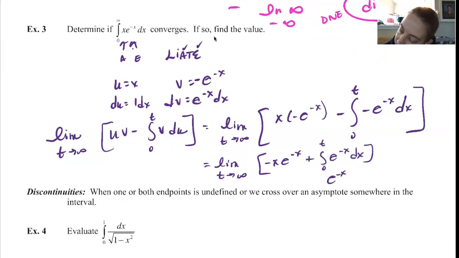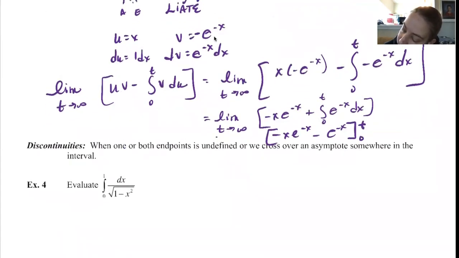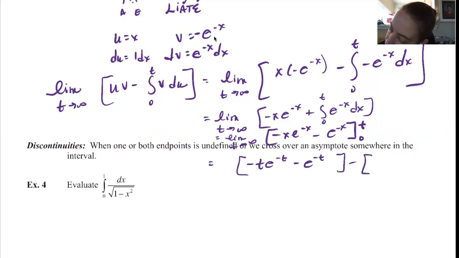This would be e to the negative x with a negative in the front, negative x e to the negative x between 0 and t. I lost my integral, goodness. And this is still the limit as t approaches infinity. So this becomes negative t e to the negative t minus e to the negative t, minus negative 0 e to the 0 minus e to the 0.